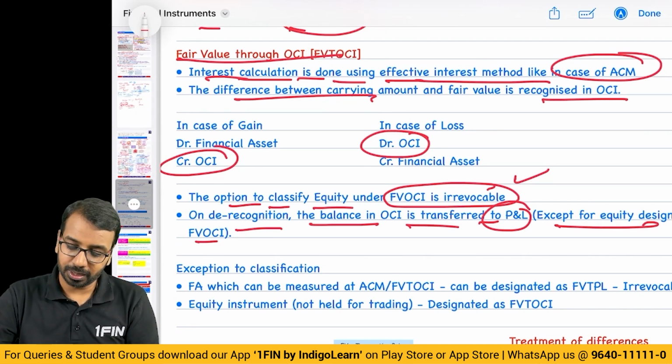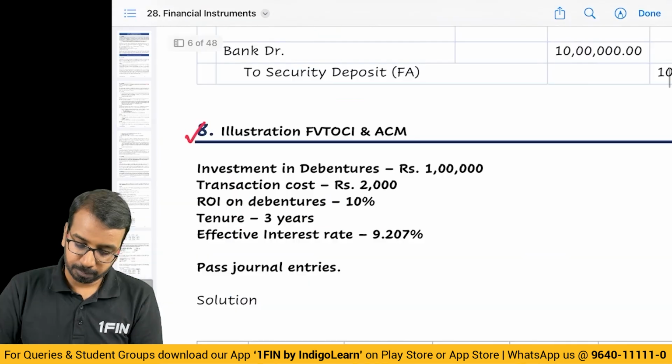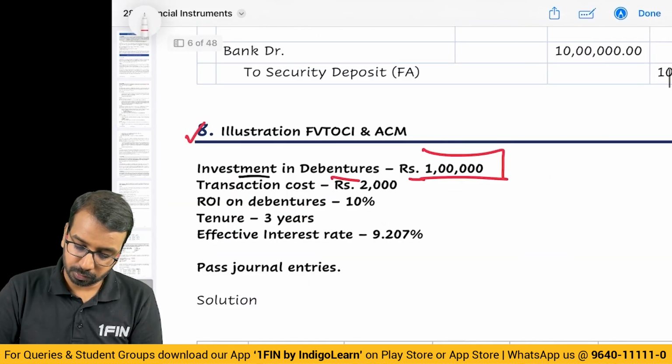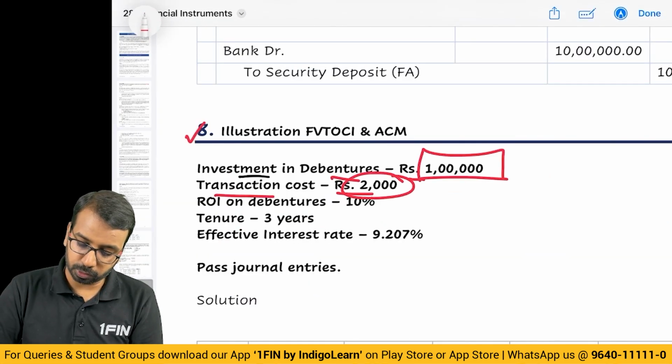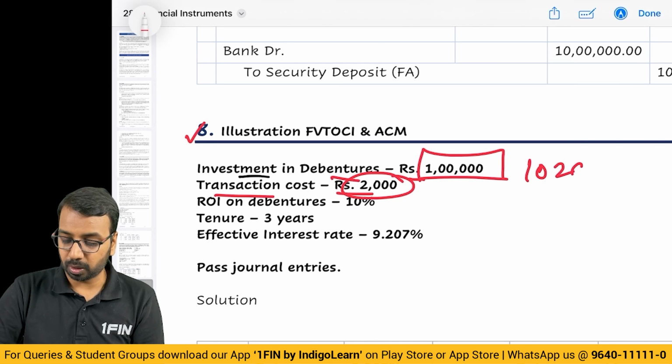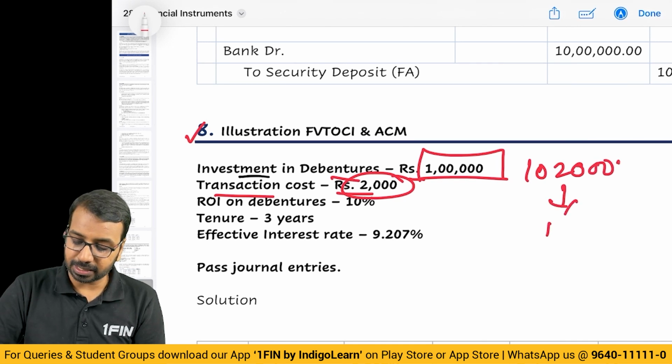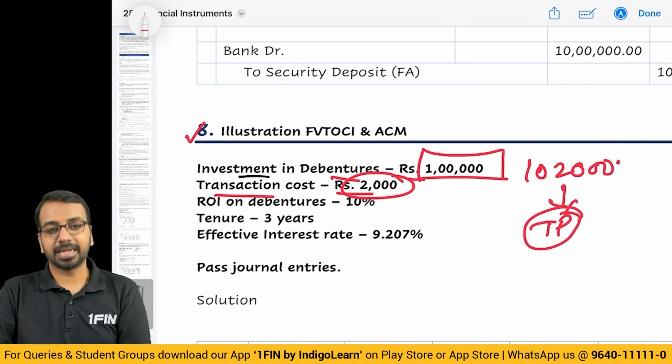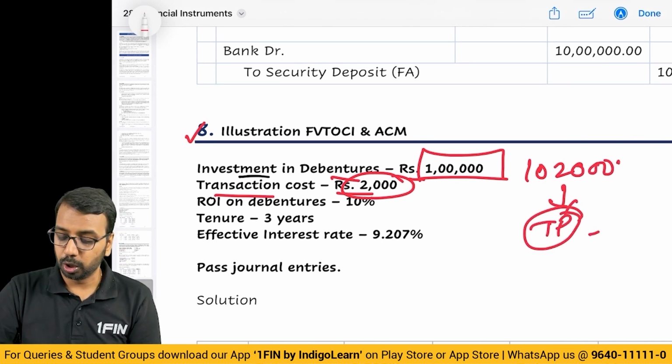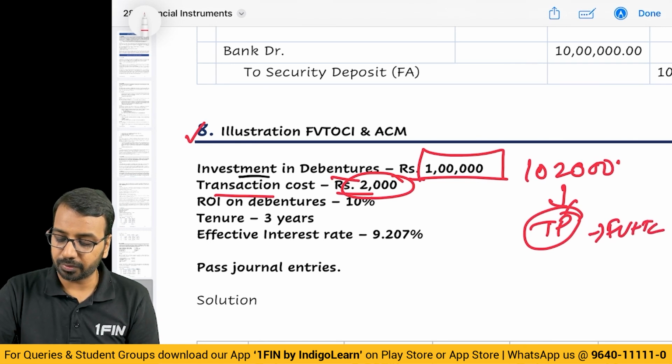Alright, so let us look at one example. You have an investment in debentures of 1 lakh. Transaction cost is 2,000. So how much did you pay? 1,02,000. This is the transaction price. Initially you will recognize it at the transaction price, which will be equal to your fair value adjusted for transaction cost.